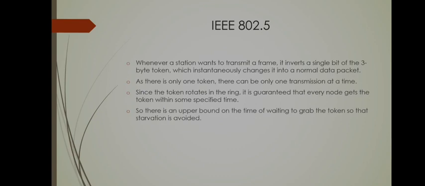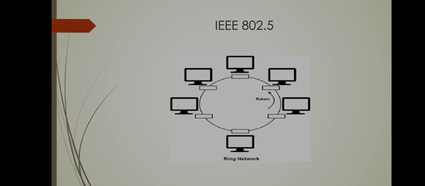When a station wants to transmit a frame, the token will be inverted and changed into a normal data packet. There is only one token around the ring, so there can be only one transmission at a time. Since the token rotates in the ring, every node will get the token in turn. This diagram depicts the token ring network. A token is circulated around the whole network in a ring format.